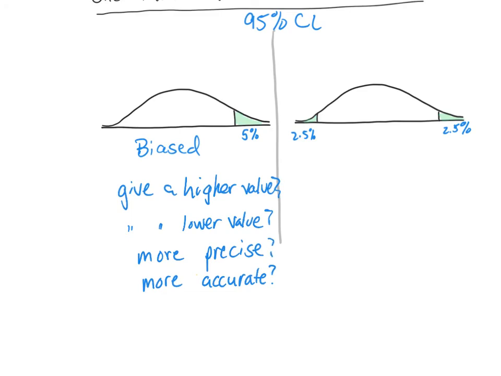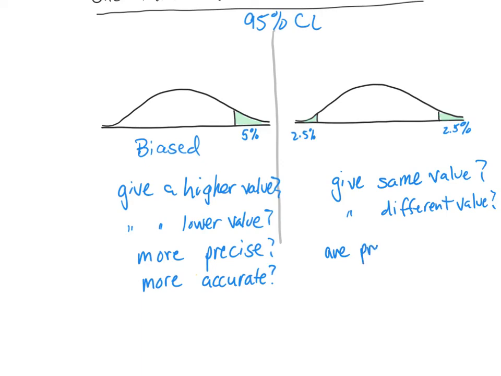Whereas a two-tailed test is going to ask an unbiased question. Do the results give the same value, or give a different value? Are the precisions the same, or are they different? Or are the methods accurate?